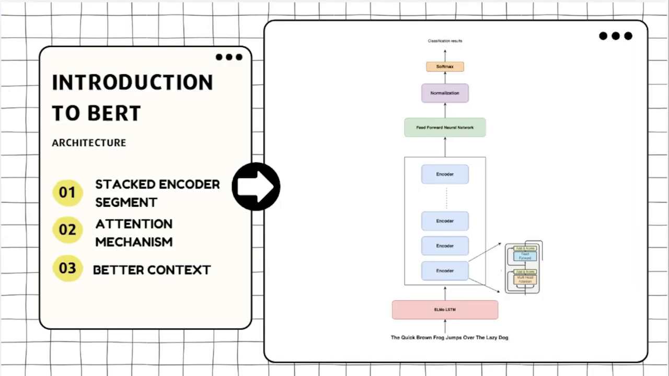Okay, now let us look further into the BERT architecture. As you can see in this diagram, the BERT architecture has a stack of encoders that we have seen from the transformers. So basically it starts with an Elmo LSTM, which basically tokenizes the input so that the encoder can better understand the words. Then it goes through a series or layers of encoders and then is fed into a feed-forward neural network, which is then normalized and softmaxed to get our desired output.